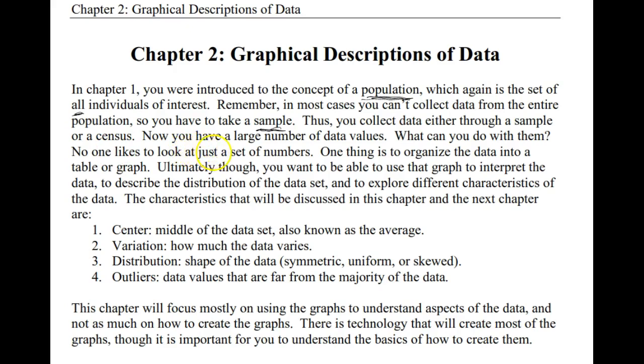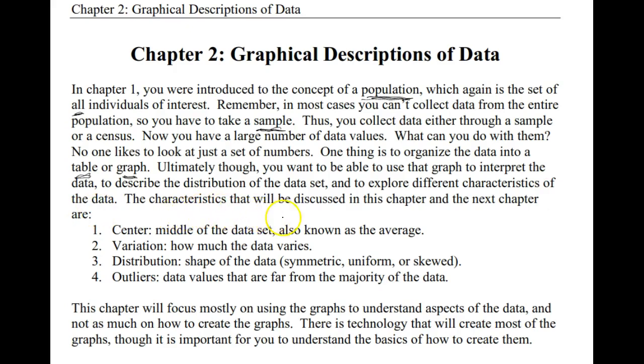Now you have a large number of data values, and what can you do with them? So no one likes to look at just a set of numbers, so one thing is to organize the data into a table or a graph. So these are the two main things that we're going to be looking at through all of Chapter 2. So ultimately though, you want to be able to use that graph to interpret the data, to describe the distribution of the data set, and to explore different characteristics of the data.